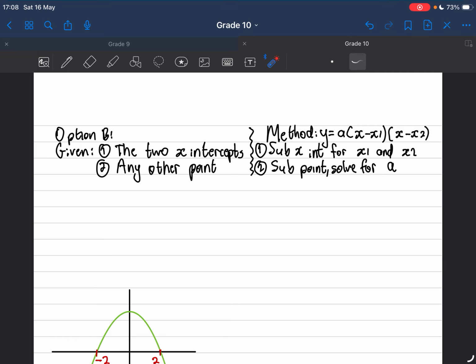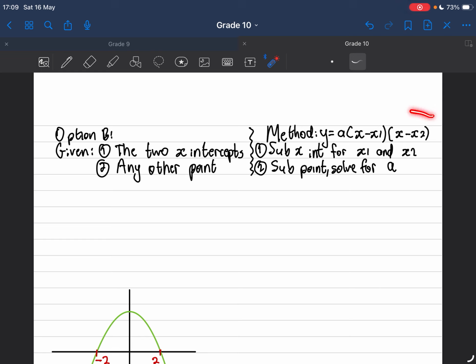Option B is a bit different. This is if you are given the x-intercepts. So now we're not given the y-intercept, we need the x-intercepts. Because the parabola is symmetrical about the y-axis, if you are given one x-intercept in grade 10, you know the other x-intercept is just the negative of that, if you change the sign. So in grade 10, if you are given one intercept, it's as good as being given two x-intercepts. And you need one other point.